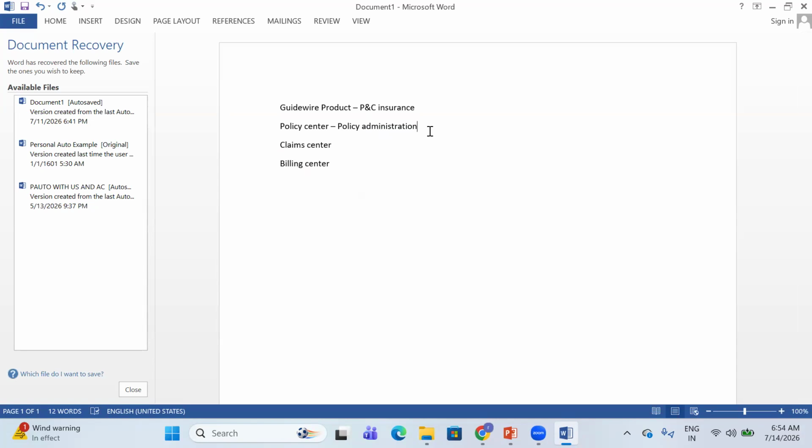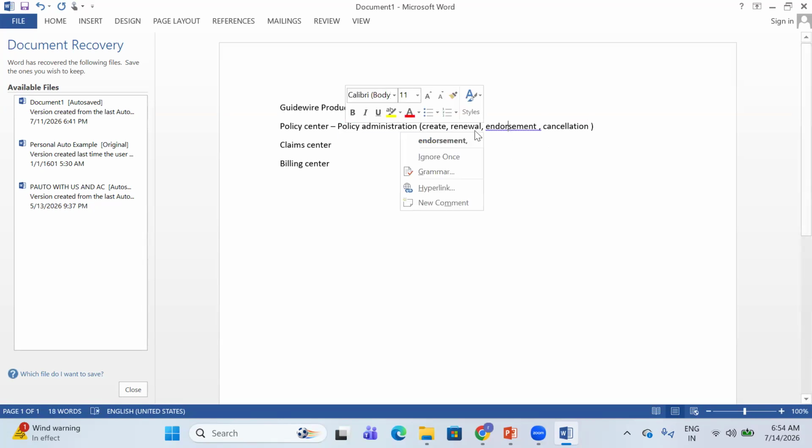We give a quotation to the customer. If the customer agrees, we send an invoice to the customer. If they pay, we generate the policy. Before that, we can bind the policy also. So policy administration is something that can be done using PolicyCenter. It can be creation of a policy, or renewal, or endorsement. Endorsement means changes. Or cancellation. All four activities are performed under Guidewire PolicyCenter.